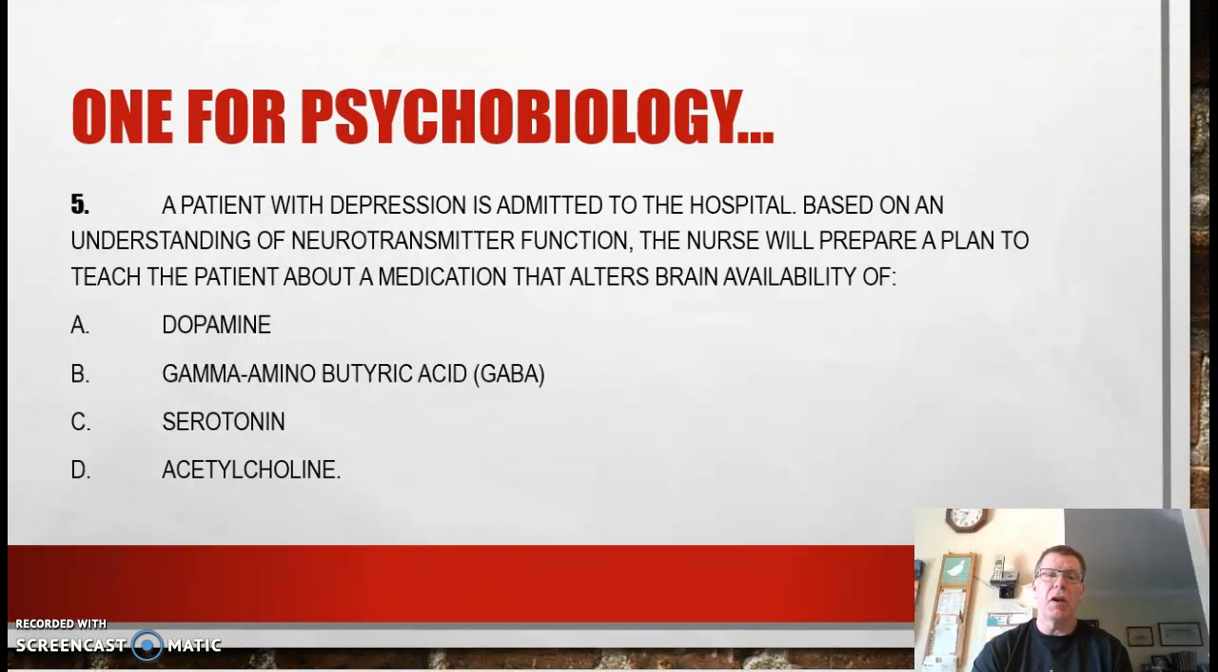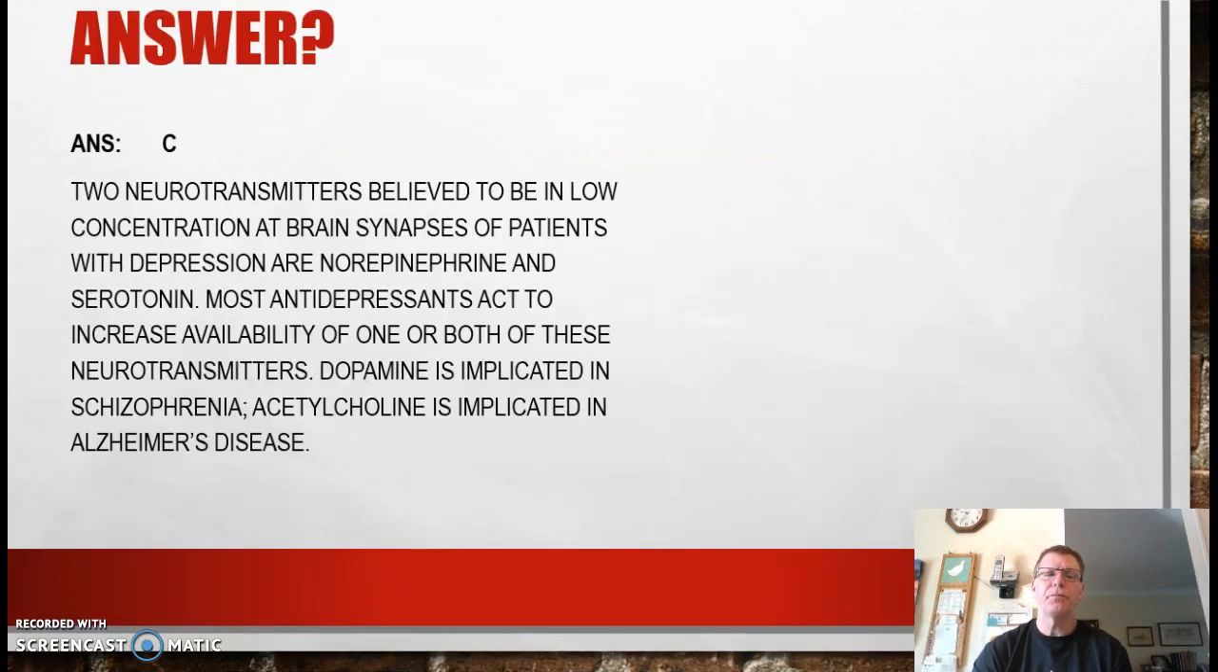Okay, next one, psychobiology. Let's go back to that content for a minute. A patient with depression is admitted to the hospital. Based on an understanding of neurotransmitter function, the nurse will prepare a plan to teach the patient about a medication that alters the brain availability of... So in the stem, the context is depression. What neurotransmitter matches up to that? Pause your video. And the best answer was C, serotonin. Two neurotransmitters involved in depression, as we talked about, are norepinephrine and serotonin. However, the only one that's offered here is serotonin. The other neurotransmitters would not make sense to answer this question.